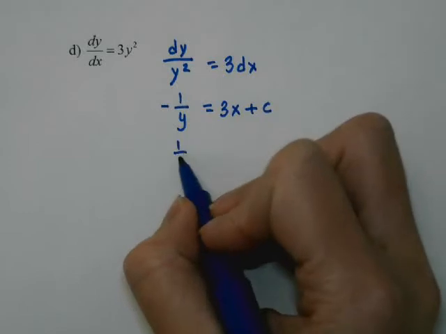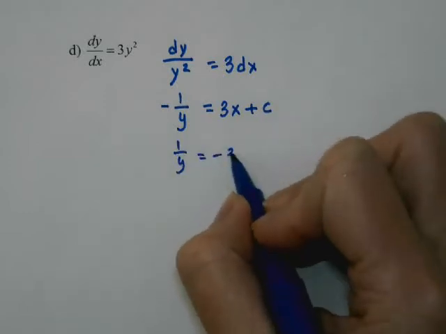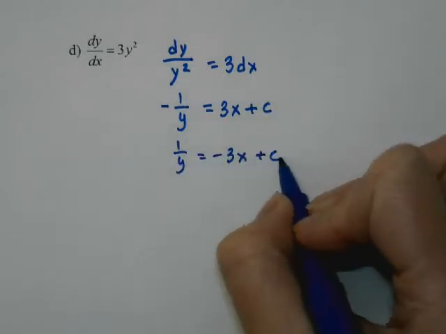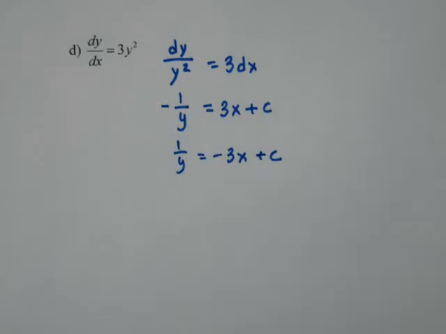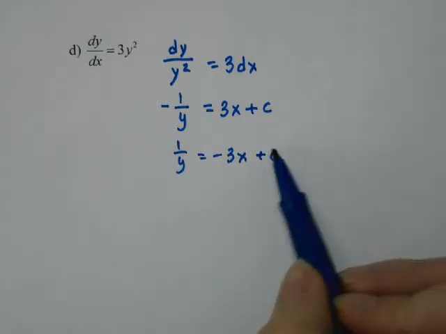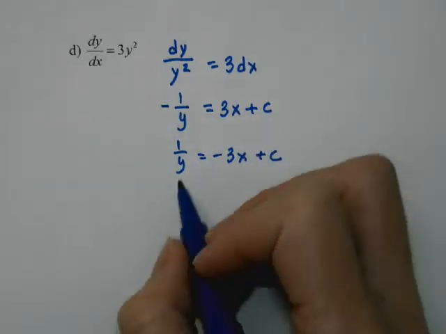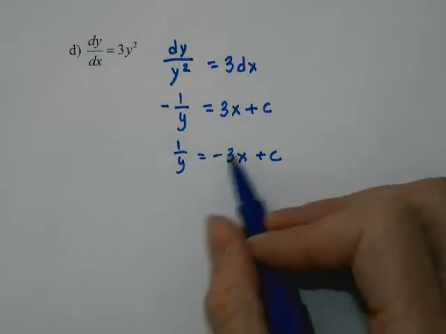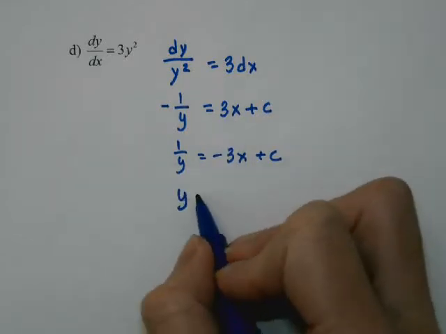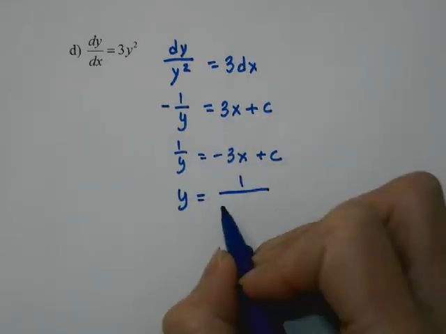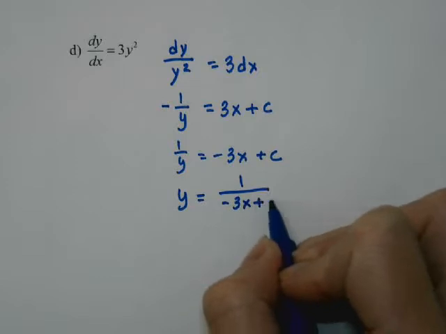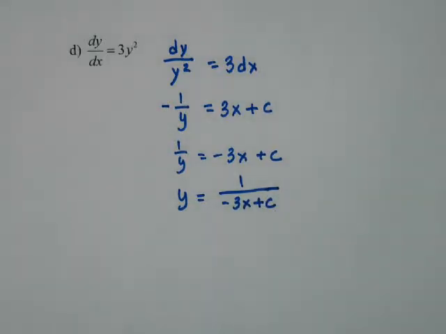So I'm going to multiply over the negative. So this will be negative 3x. And c is just a constant. So I can make that negative, but that's not really going to change anything because it's just a constant. So if 1 over y equals 3x plus c, then y is going to equal 1 over negative 3x plus c.